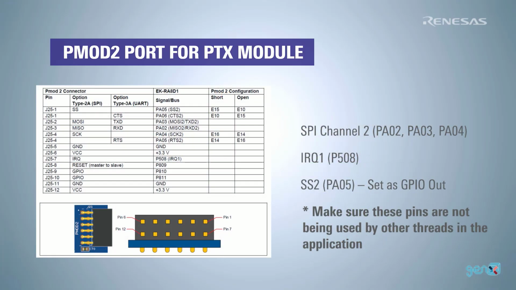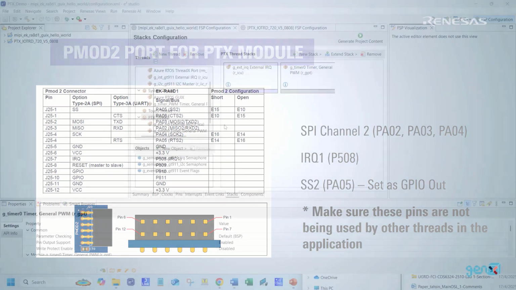This PMOD2 port will be used for the PTX module, and the SPI channel we will configure is channel 2, which uses IRQ1. The chip select pin PF5 needs to be set as GPIO output. Lastly, make sure that these pins are not being used by any other module in the project.